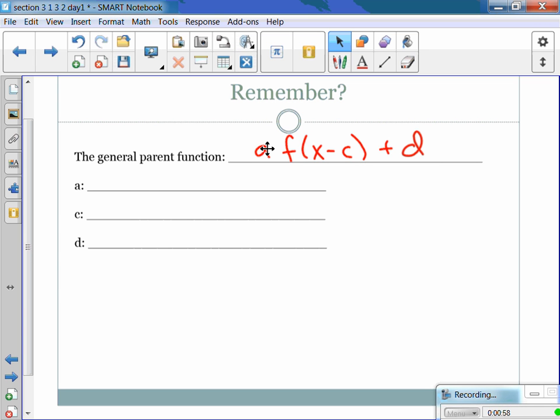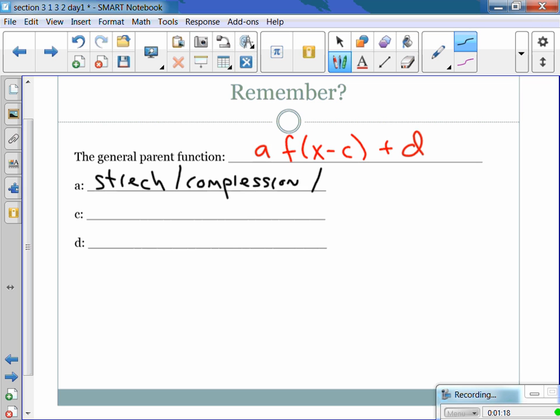What did the a do to our graphs? What type of transformations? Vertical stretch, compression. What happens if a was negative? If we had that negative for our a, whatever that a is, we had that reflection about the x-axis as well. What about c?